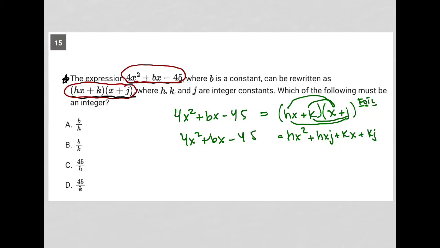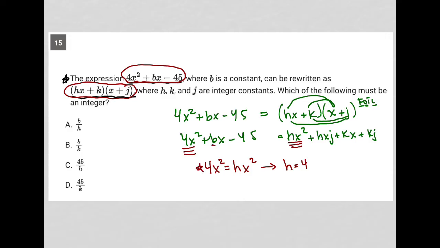All right, so what does this help me to know? This helps me to know, actually, that this hx squared here is equal to 4x squared. Right? Those are the only x squared terms on both sides. So I'm going to write that down. 4x squared equals hx squared. And by default, that tells me that h must be equal to 4. Right? That's the only way that that becomes a true statement.